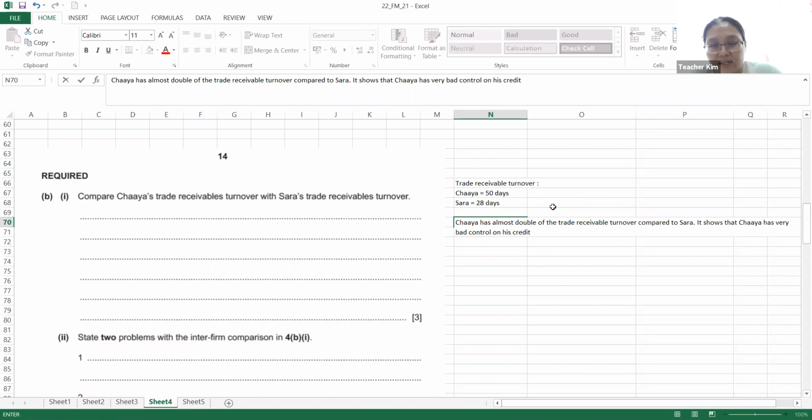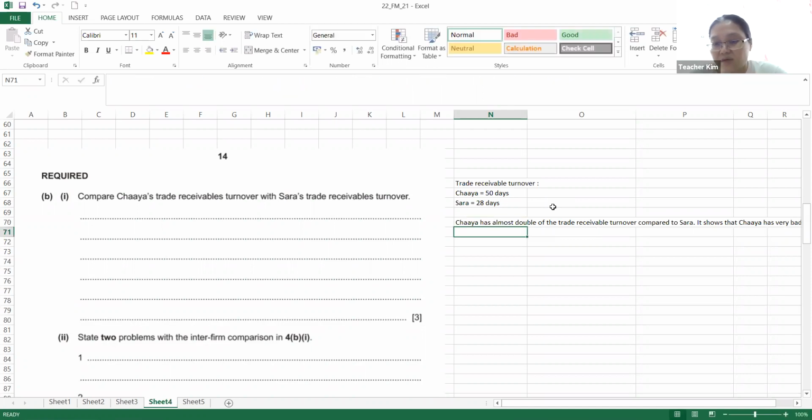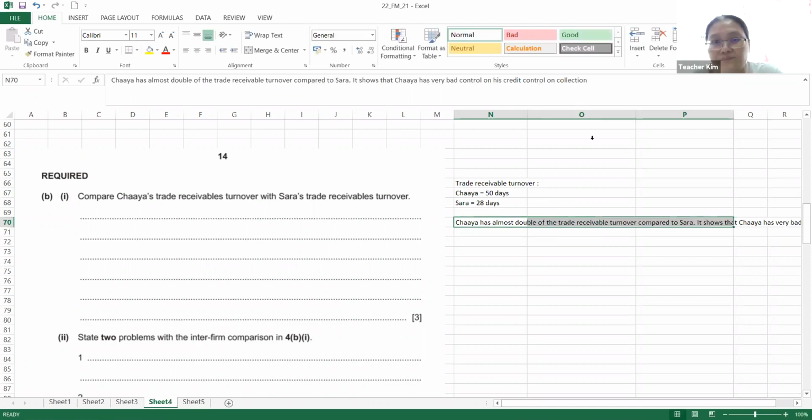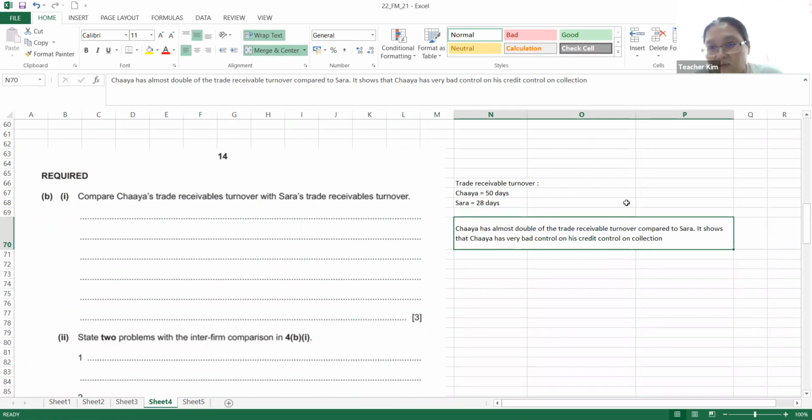Very bad on his credit control on collection. So this is what we can see from it. So when we have this problem, what could be the problem that Chaya will face? Chaya has almost double, okay? And it shows that it's very bad. What could be the consequence for Chaya?